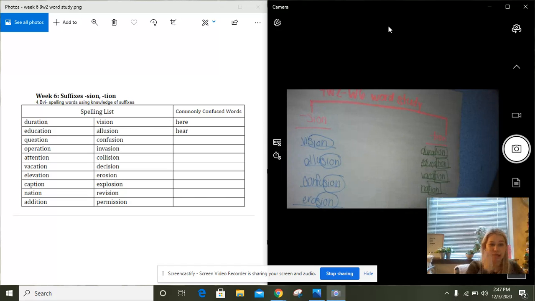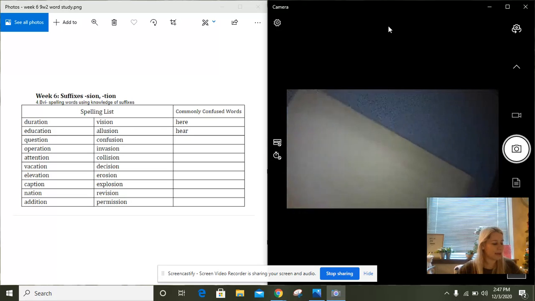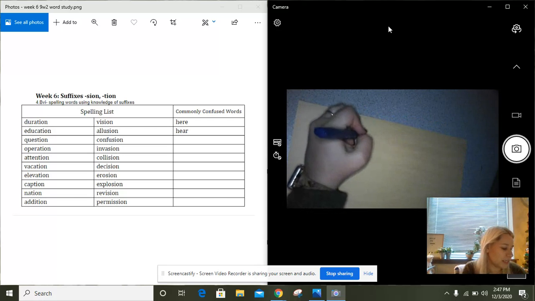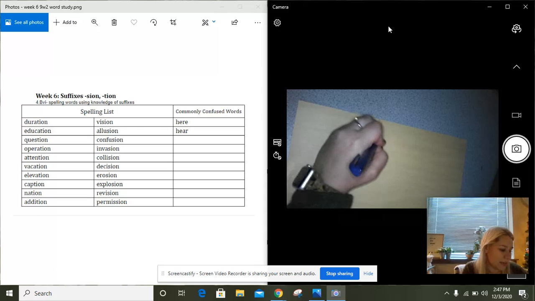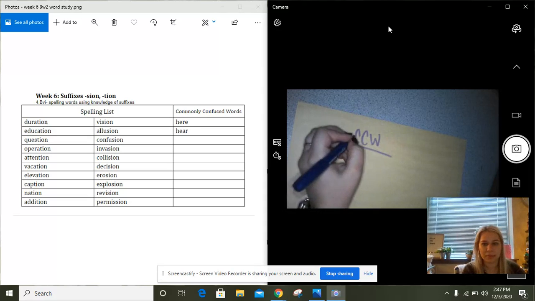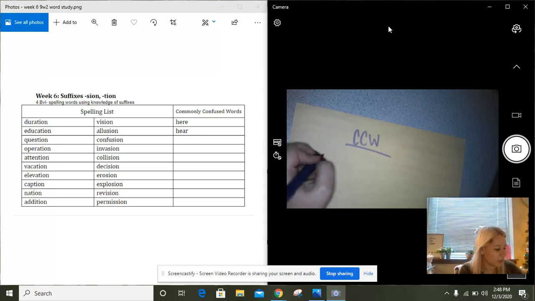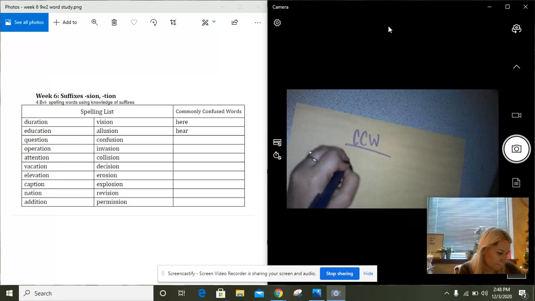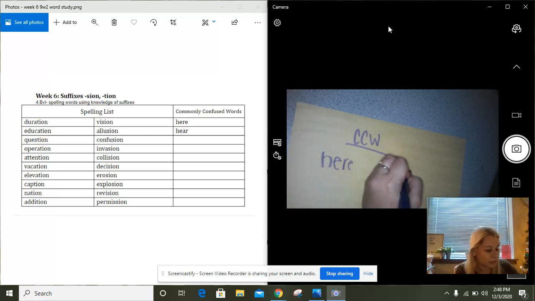So what your spelling this week is going to be, you're going to classify your 2 words based on their suffix. Then your commonly confused words are here and here. I'm going to flip you over and show you what the difference is. I call my commonly confused words CCW. Commonly confused words. And you have here and here.